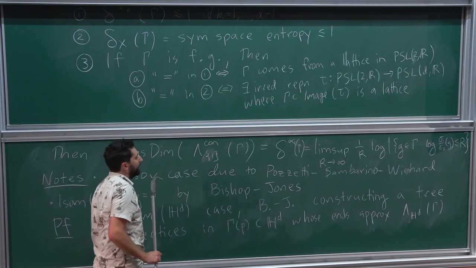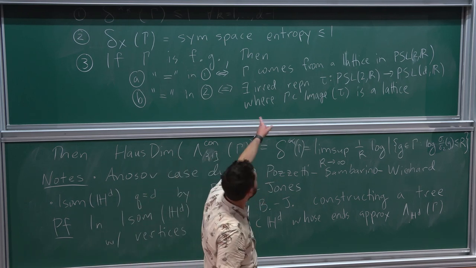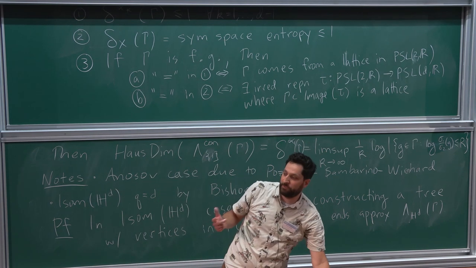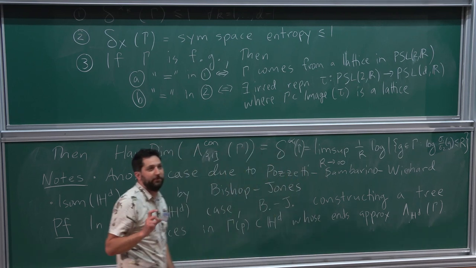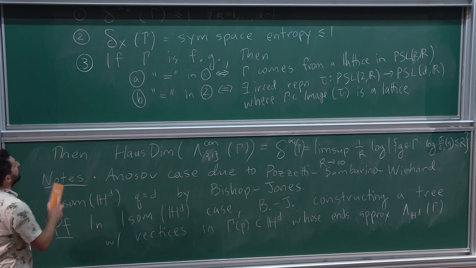You just mean gamma is abstractly isomorphic to a lattice in PSL 2R? Yeah, that's what I mean. Yeah, so I guess I should have just written down the definition of cusp pitching again.